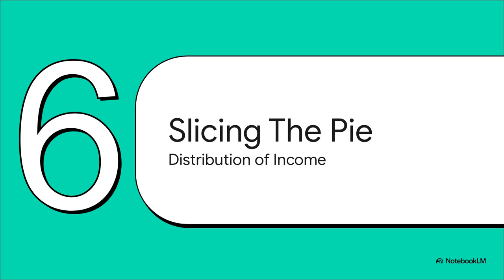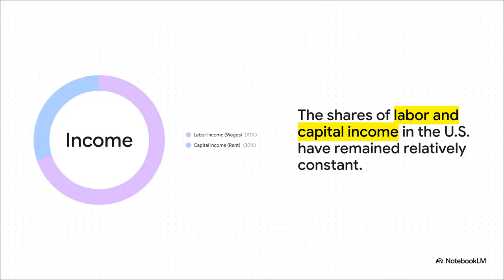And if you thought that was cool, get this. Our recipe doesn't just tell us how big the entire economic pie is. It also gives us a shockingly accurate prediction of how that pie gets sliced up and divided among everyone. So if you look at a developed economy like the US, you find something amazing. For decades and decades, the way our national income gets divided has been incredibly stable. About 70% of all the money generated goes to labor. That's wages for workers. And the other 30% goes to capital. That's profits and rent for the owners.